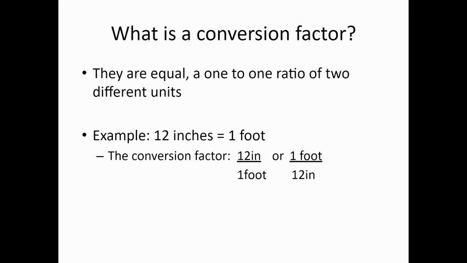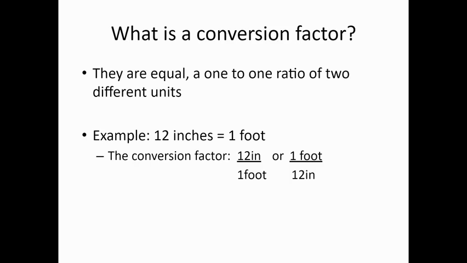So the first question, what is a conversion factor? These are equal and they are typically a 1-to-1 ratio of two different units. So the one that you're really, really familiar with and you know and you understand is that for every foot, there are 12 inches. And so the conversion factor is 12 inches to 1 foot or 1 foot to 12 inches. And we have a lot of known conversion factors.